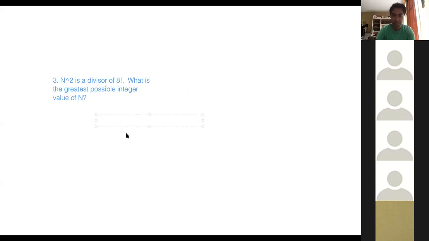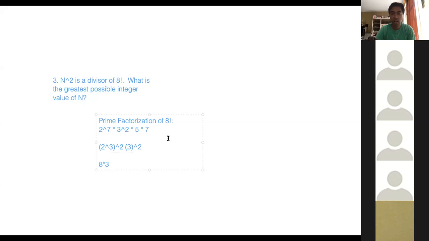Okay, so the most straightforward way that I did was I just did the prime factorization of 8 factorial. What I got was 2 to the 7th times 3 squared times 5 times 7. And since we're doing n squared, we're basically just trying to see which things we can take a square root of. So for 2 to the 7th, the most you can take out is 2 cubed. And for the 3 squared, the most you can take out is 3 to the 1st. So that's 8 times 3, which is 24.